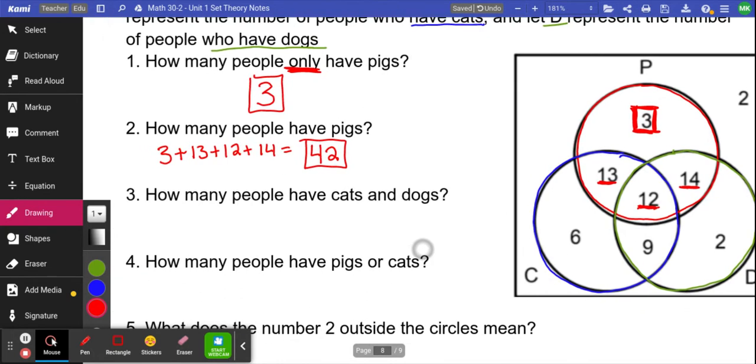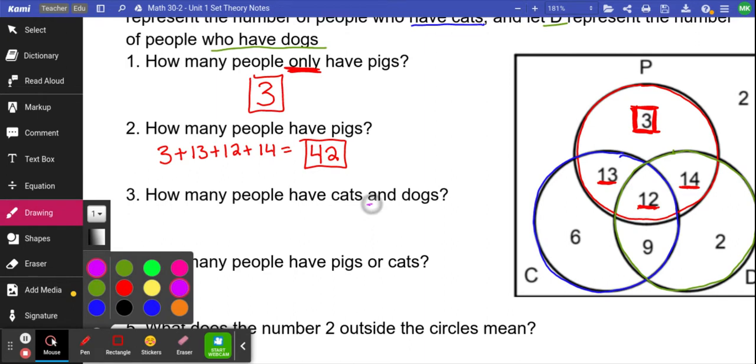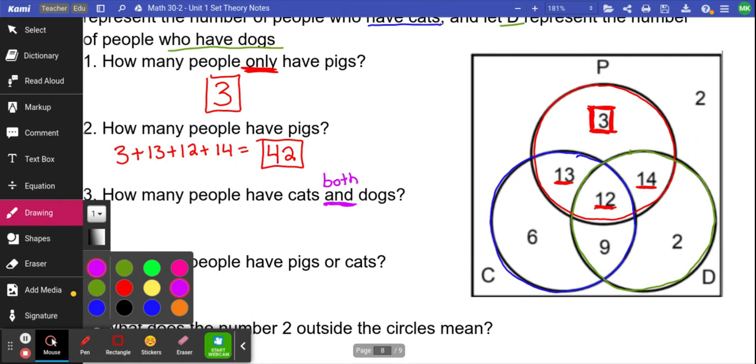Perfect. Number 3. How many people have cats and dogs? And is key. It means you must have both. So when we look at this circle, we're looking for people that are in both the cats and the dogs circle. For instance, this number 9 is in the cat circle in blue, and it's in the green circle for dogs. So those 9 people have both cats and dogs.